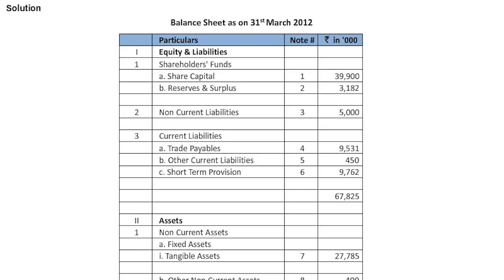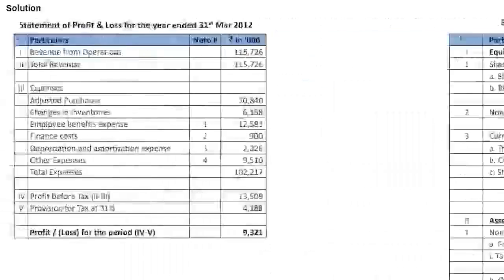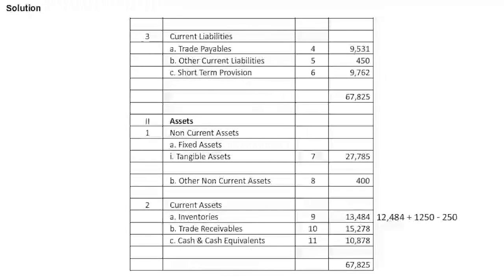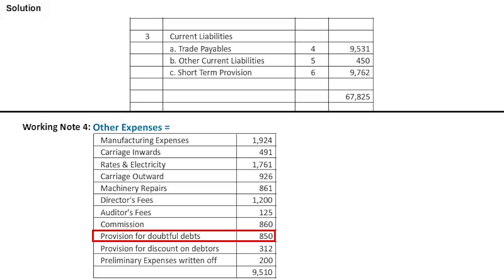Stock was valued at 12,484 and 1,000 is your loose tools. Loose tools we have already done. Closing stock also, what we have done is we show it against the changes in inventories, so opening stock minus closing stock. So 12,484. Opening stock was already part of your trial balance, and closing stock will now be part of your inventories in current assets. So 12,484, and plus you had 1,000 of loose tools, that is 1,250 minus 250. So this is done.